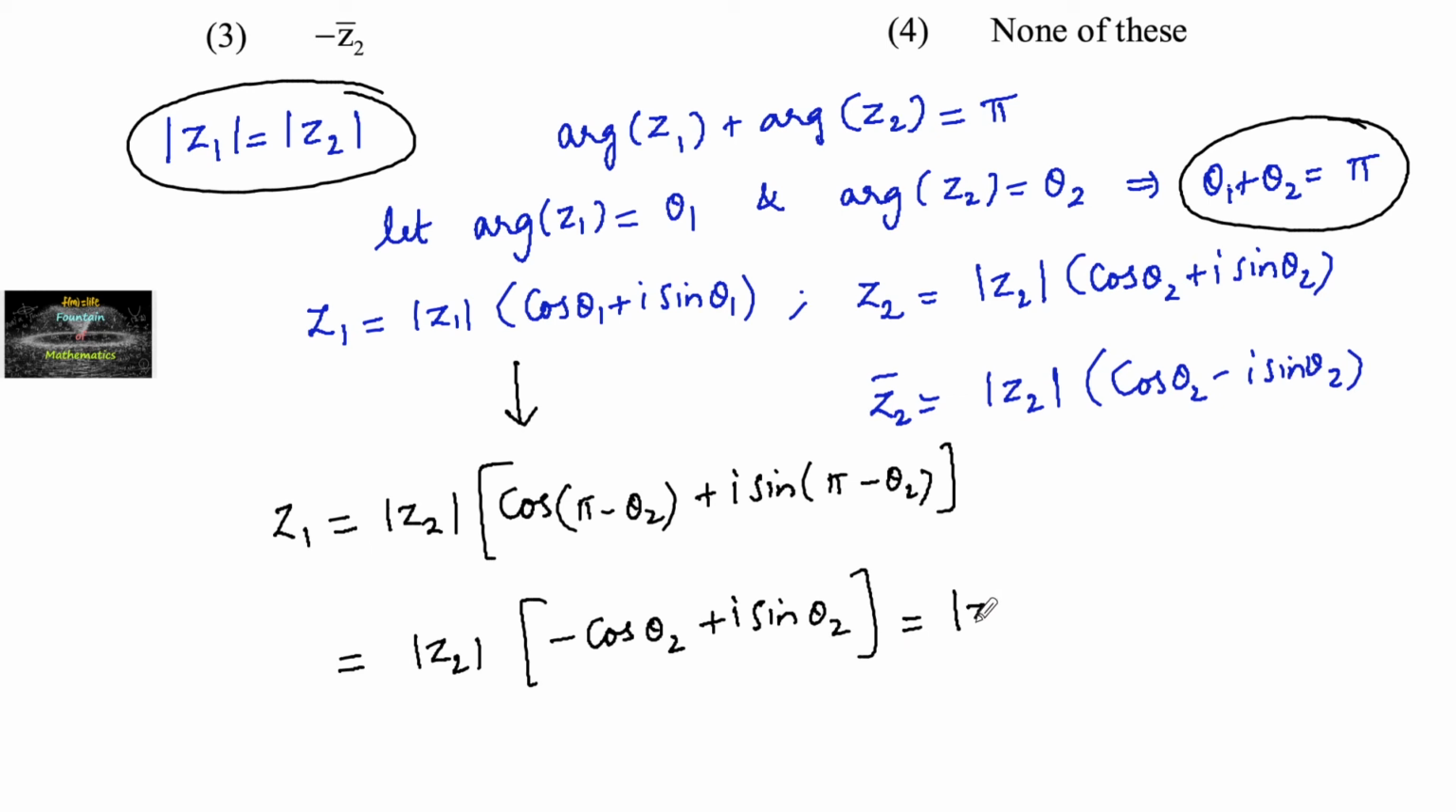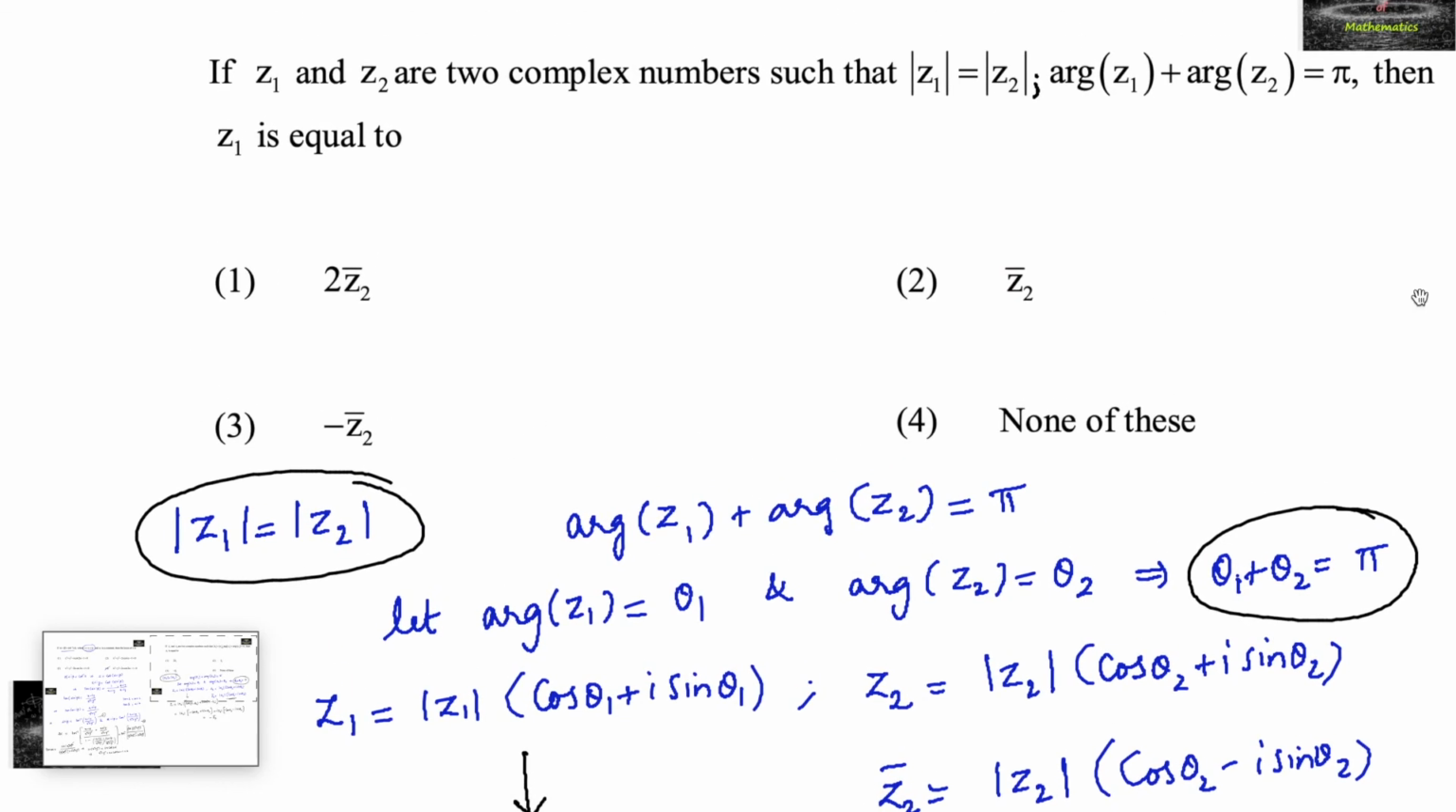So which equals mod z2, and if I take minus common you will be getting cos theta 2 minus i sin theta 2. And since mod z2 of cos theta 2 minus i sin theta 2 is z2 bar, we can write this as minus z2 bar, and so we can give the answer: the third option is correct.